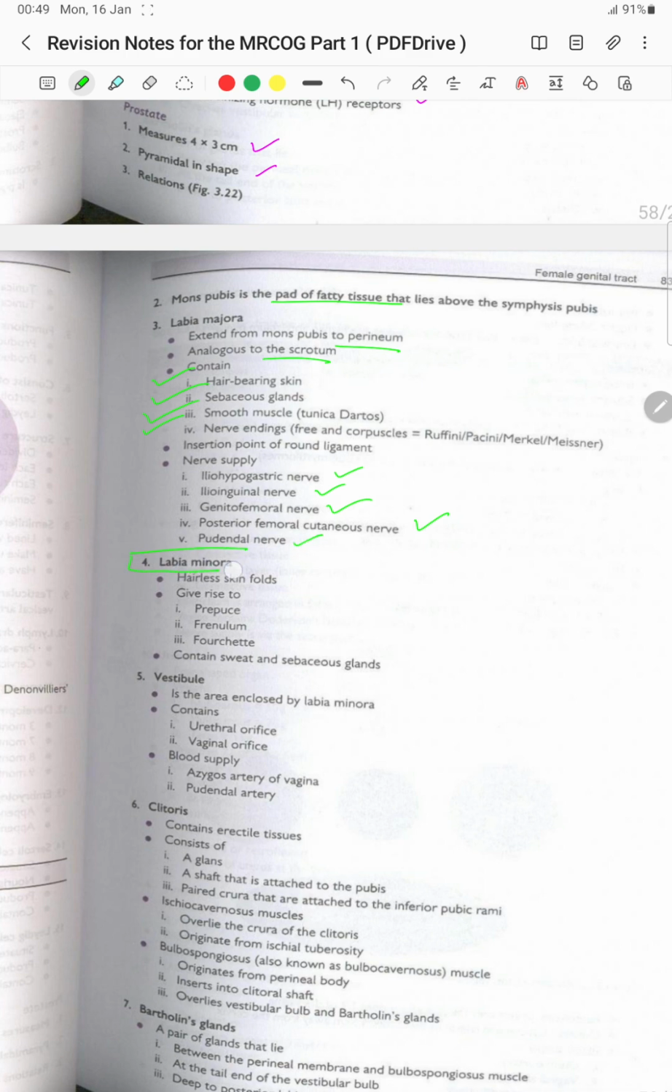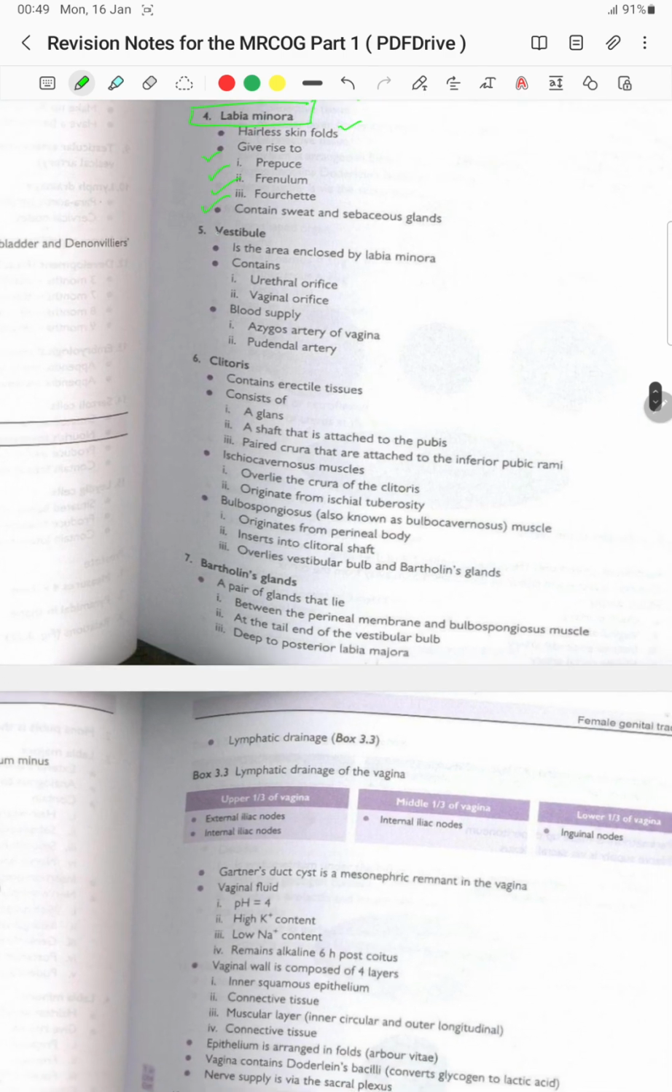The labia minora are hairless skin folds that give rise to the prepuce, frenulum, and the fourchette, and contain sweat glands and sebaceous glands. Next is the vestibule. It is the area enclosed by the labia minora, and it contains the urethral orifice and vaginal orifice, and the blood supply is from the azygos arteries of the vagina and the pudendal artery.